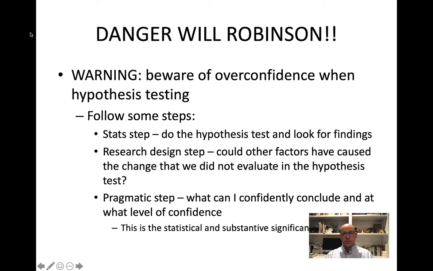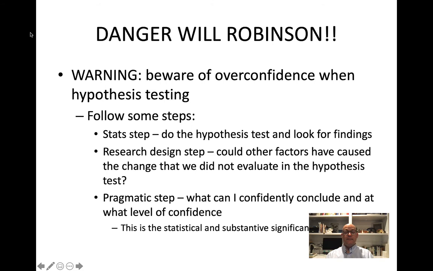So you do the hypothesis test and you look for some findings. We can be this confident that this is the difference. Okay, great. But just because that's there, it doesn't mean that you've done it completely right. You need to step back and say, okay, well, could there have been other factors that would have influenced that relationship that we didn't measure? Did we sample correctly? Did we measure correctly? There are a whole bunch of things that we could have done or could have done wrong that make it so that the hypothesis test didn't come out the way that we think it should, or we're overconfident in what those findings mean.